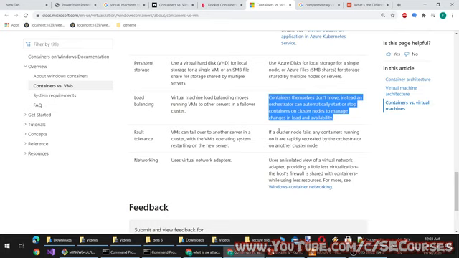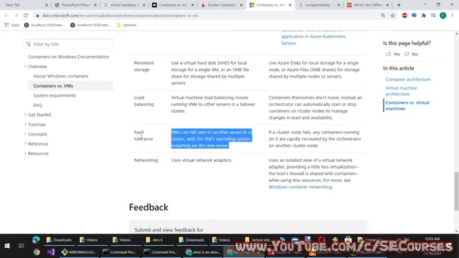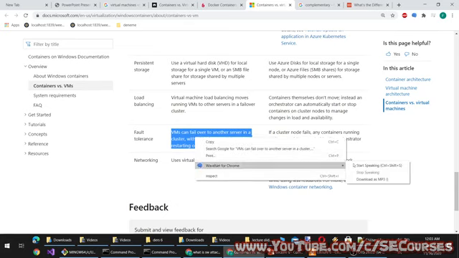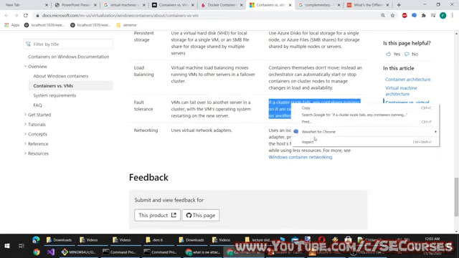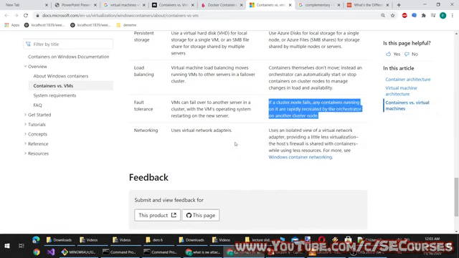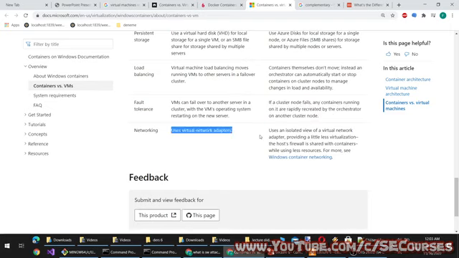Containers themselves don't move. Instead, an orchestrator can automatically start or stop containers on cluster nodes to manage changes in load and availability. About fault tolerance, VMs can fail over to another server in a cluster, with the VM's operating system restarting on the new server. If a cluster node fails, any containers running on it are rapidly recreated by the orchestrator on another cluster node.